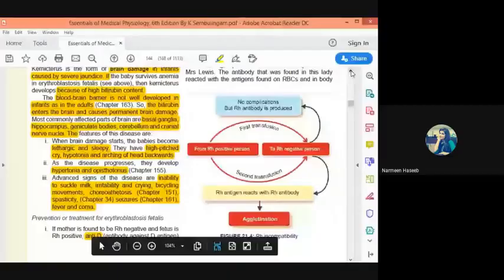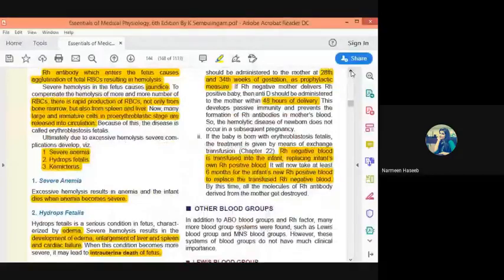How are you going to prevent or treat erythroblastosis fetalis? If the mother's blood is found to be Rh negative and the fetus is Rh positive, anti-D antibody against D antigen should be administered to the mother at the 28th or 34th week of gestation. Before that, what is prophylactic? Prophylactic is when you give a medicine to a patient before the following disease is going to happen in the future. You give the medicine before that condition or disease has even started.